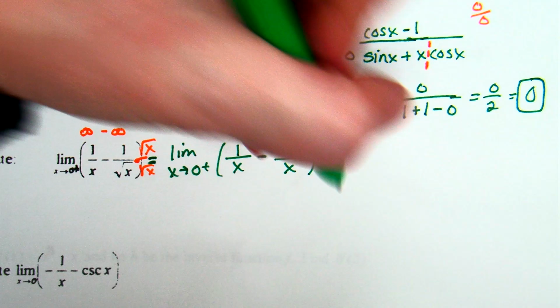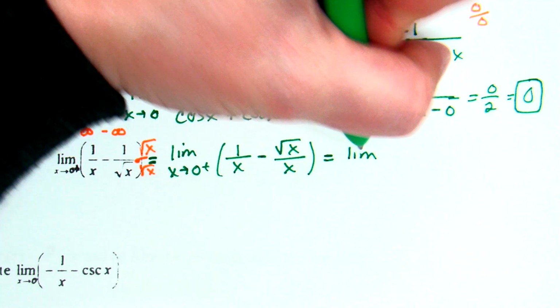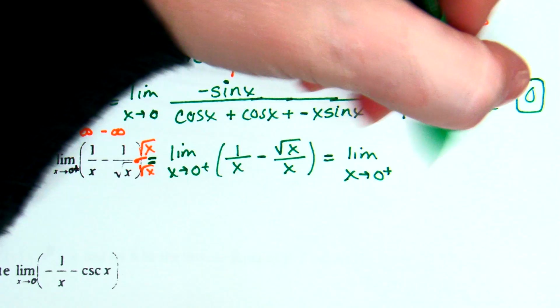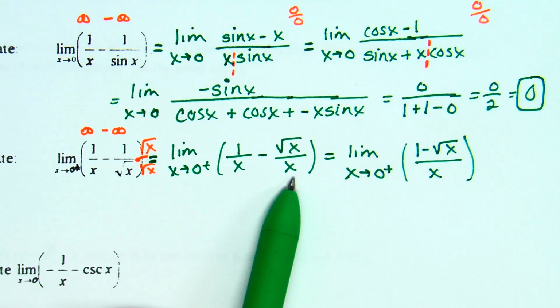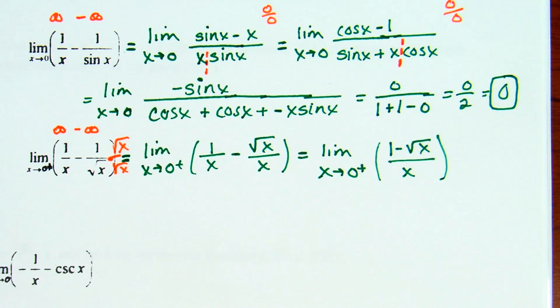So now, can you combine this easier into one fraction? Limit as x approaches 0 from the right. What is this as one fraction? Common denominator of x. And so 1 minus square root of x all over x. If we had gone the square root of x route, your fraction would simplify to this. It would just not look as pretty for the moment.